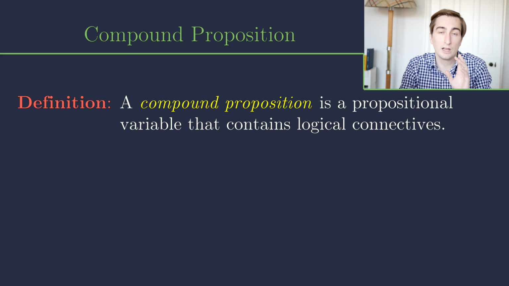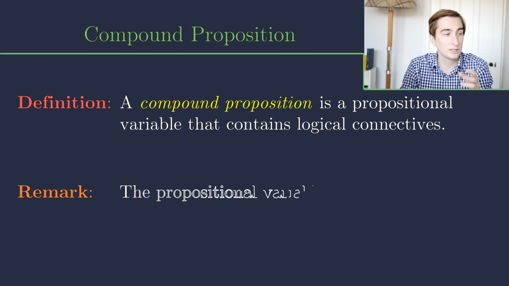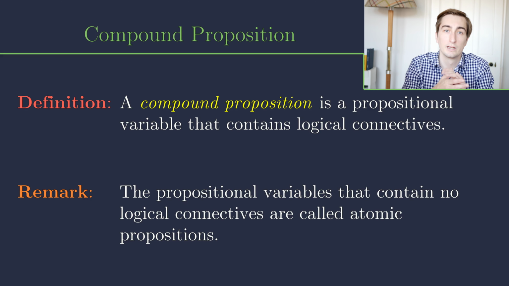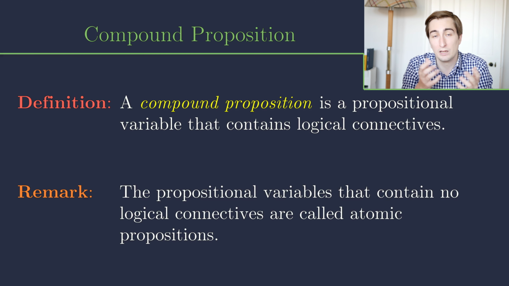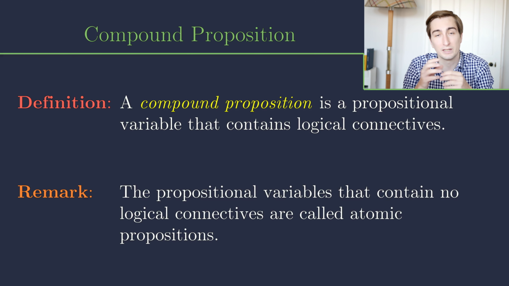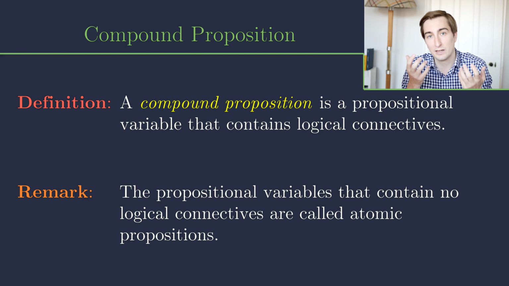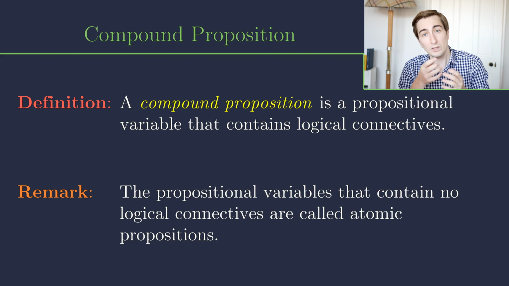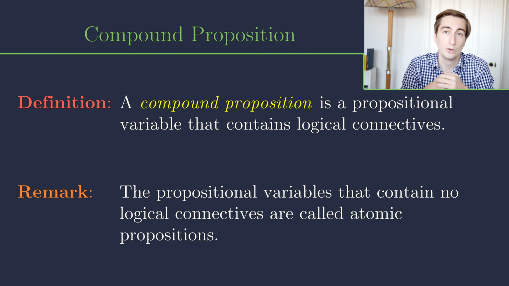The propositional variables that don't contain any logical connectives, we call the atomic propositions. So what are the atomic propositions? They are simply the propositional variables themselves that we started off with in the first lecture. It's simply a propositional variable that contains no other pieces. That makes sense of why we call them atomic propositions, because if we think about the derivation of the word atom, it comes from the Greek meaning indivisible. So an atomic proposition is something that can't be divided up into any more subparts.